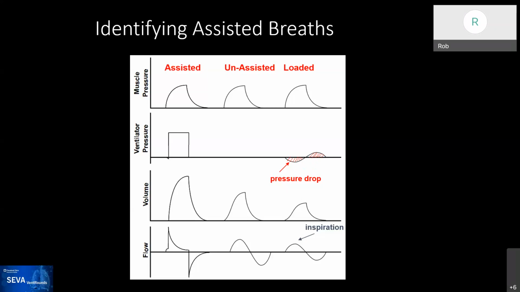This is CPAP. The ventilator is not providing any assistance. The patient is actually doing work on the ventilator. So that is a brief summary of the idea of assistance and the definitions associated with it.